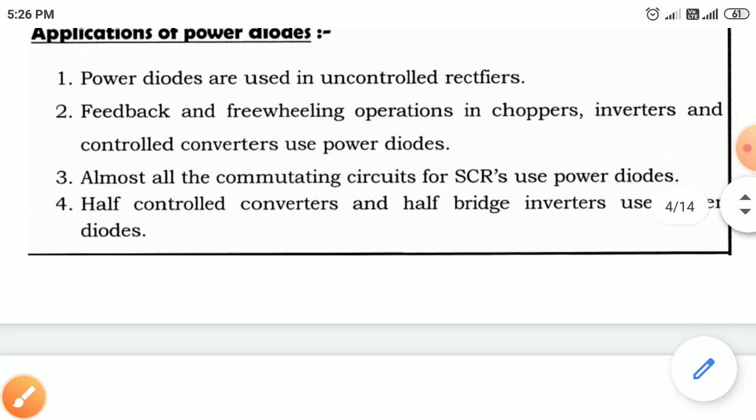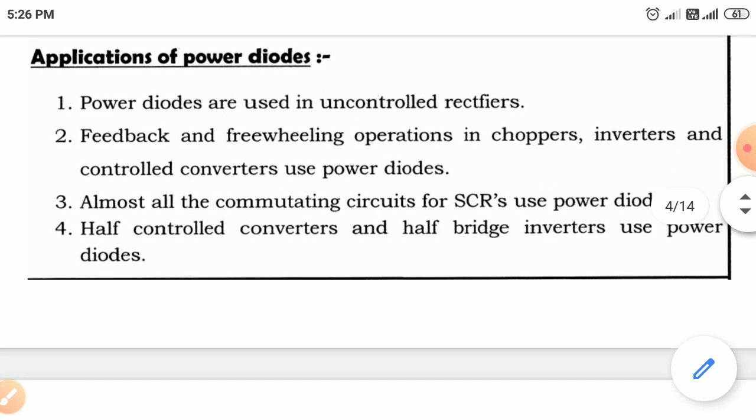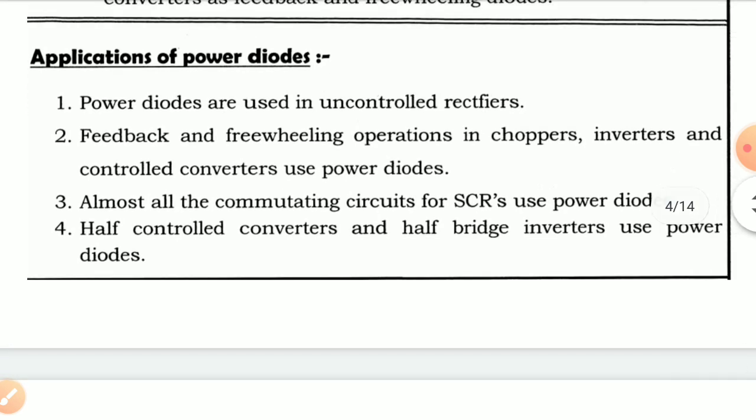First application of power diode: power diodes are used in uncontrolled rectifiers. A rectifier is nothing but a conversion of AC to DC. A rectifier is a power electronic circuit which converts alternating current to direct current.